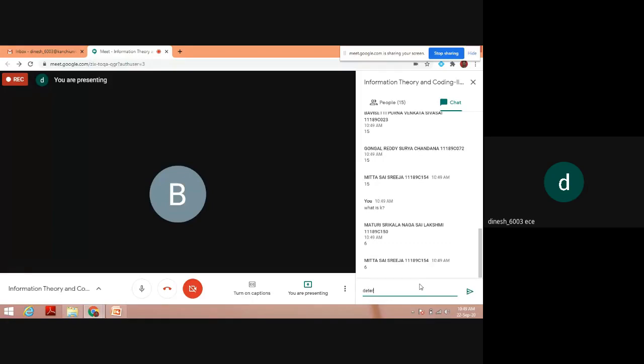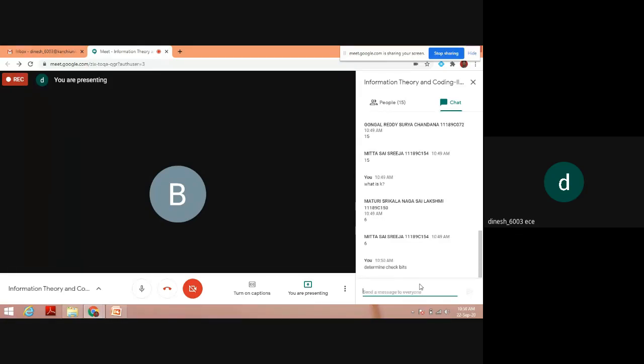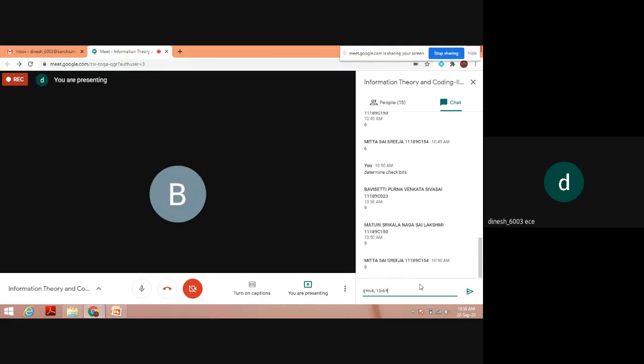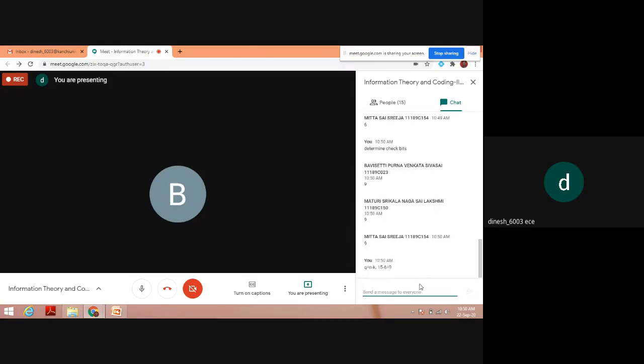Then I'll ask you, determine the check bits. Determine the check bits indicates q is equal to n minus k, where n is 15 minus our k value, which is 6. So we get 9. So 9 is your check bits. This is how to determine check bits. This is how to find the k value.